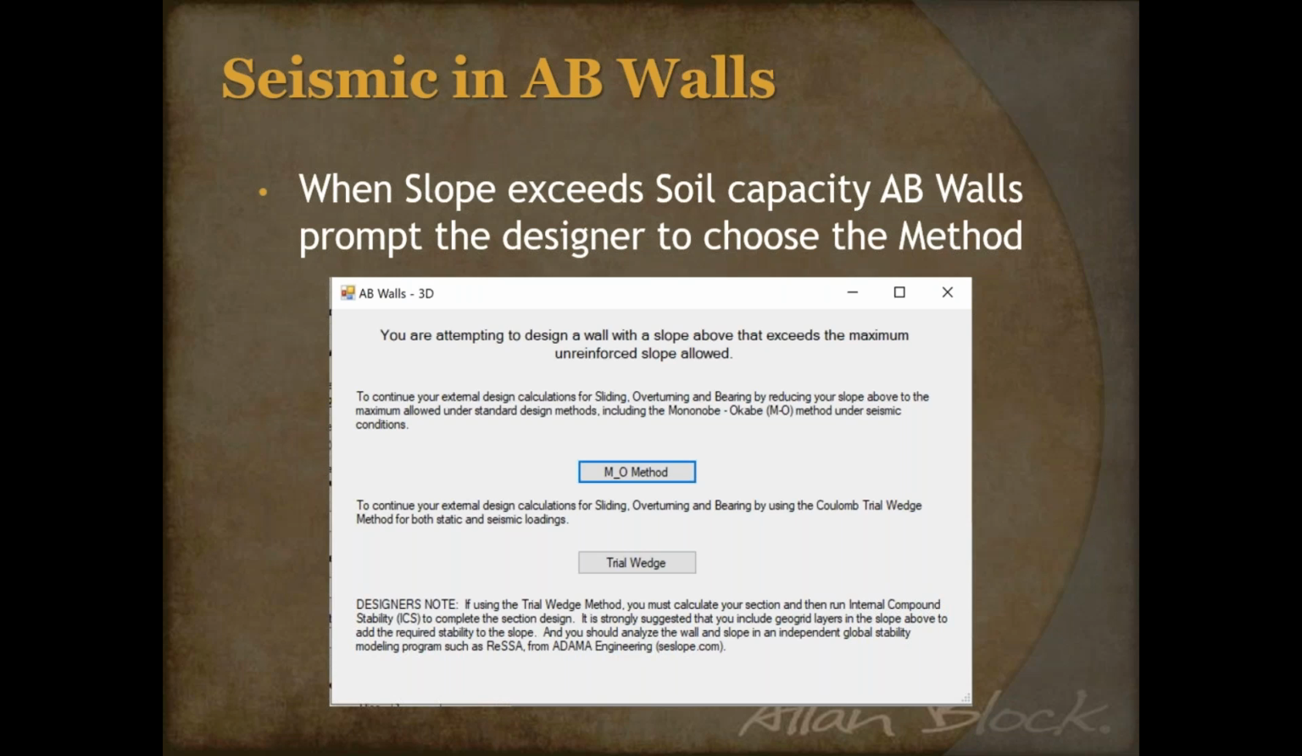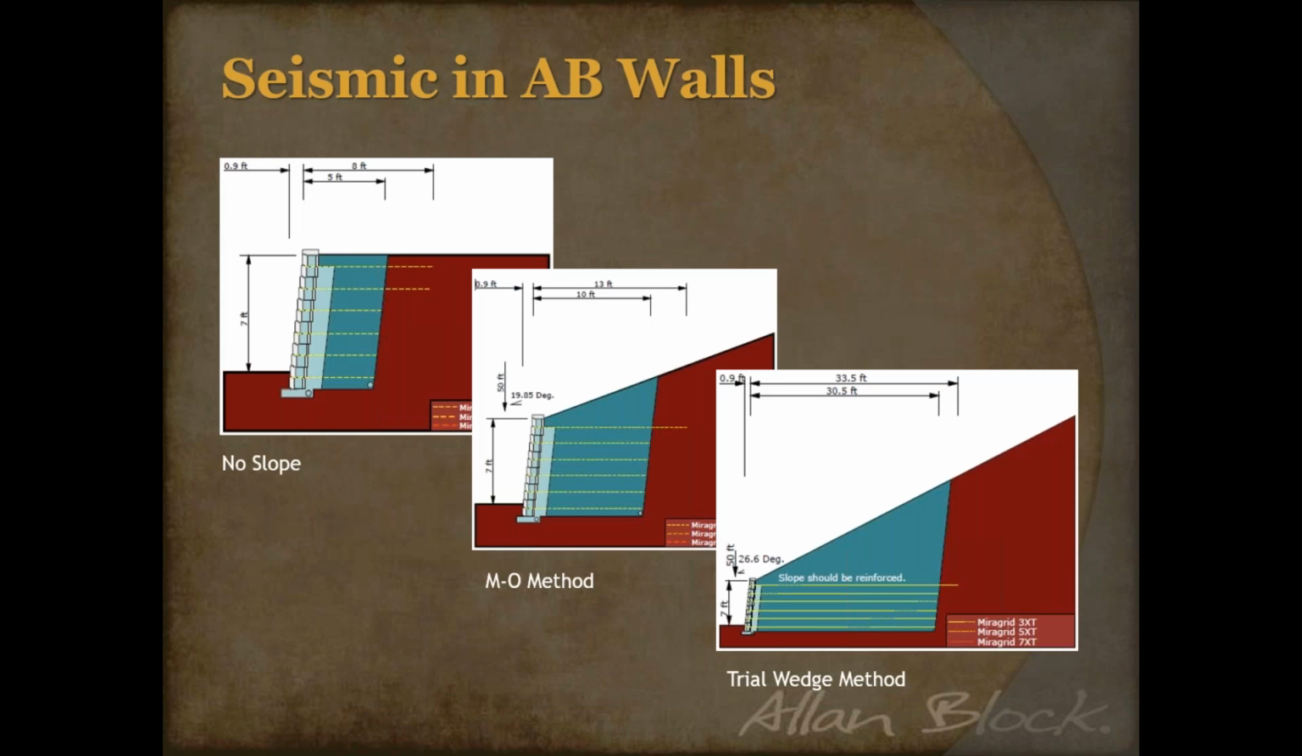So as the designing engineer, you can decide to use the MO method, or you can do the trial wedge. But if you use the MO, what are you going to see? It's going to truncate that slope to whatever allows it to get the analysis calculated. If you use trial wedge, you're going to get that full slope and full result. Now, I mentioned it's not bulletproof. Let me give you some results here, and you're going to find this eye-opening. At least I do whenever I run these analyses.